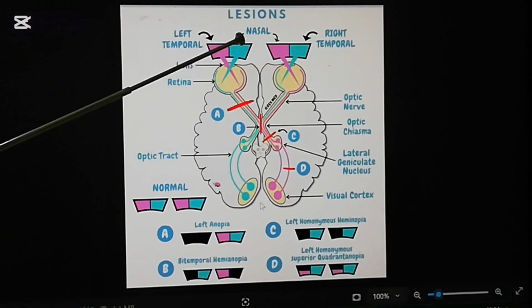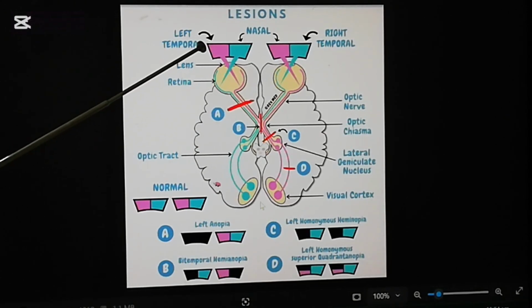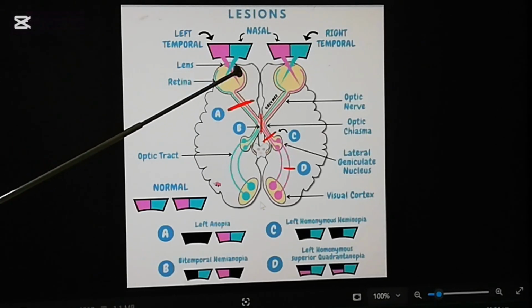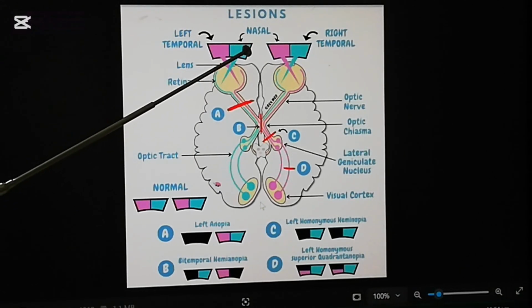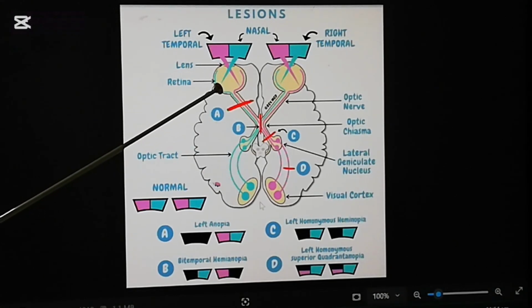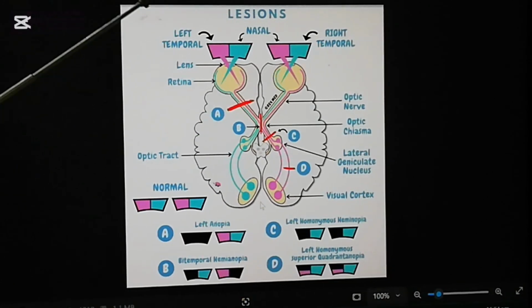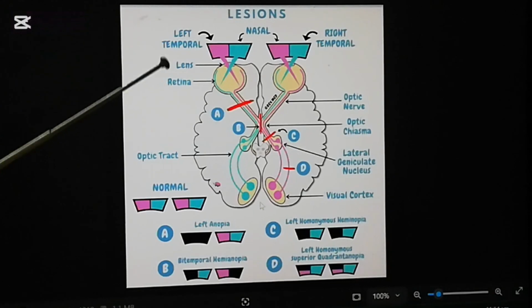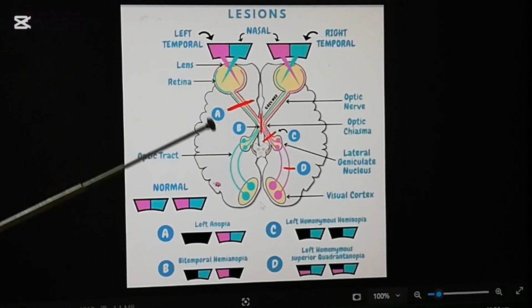Okay, we have already learned the mechanism that the left temporal field is hitting the left nasal retina, right? And the left field of vision, its nasal side fibers are hitting the temporal fibers of the retina, and the same we have learned in the other eye. Okay, now let's see how we learn various types of lesions and defects.